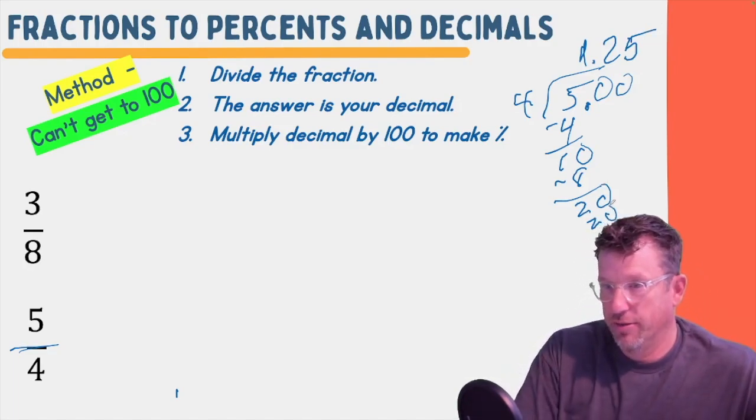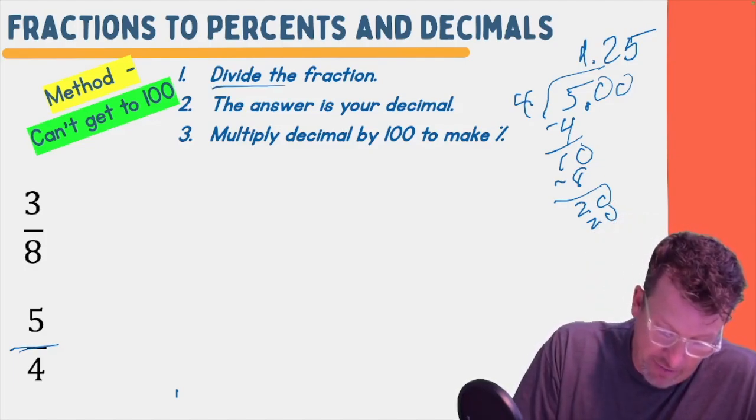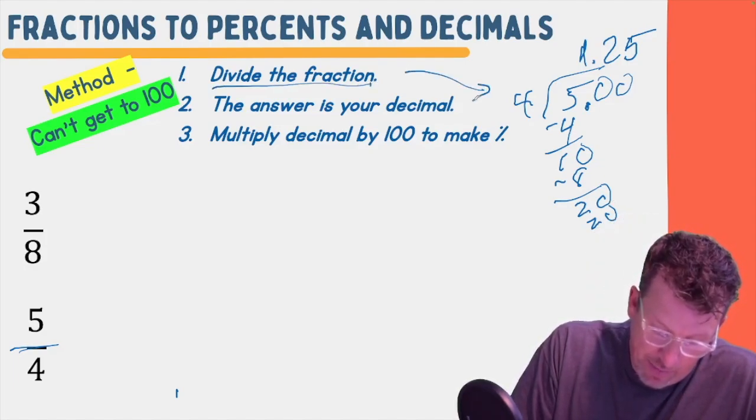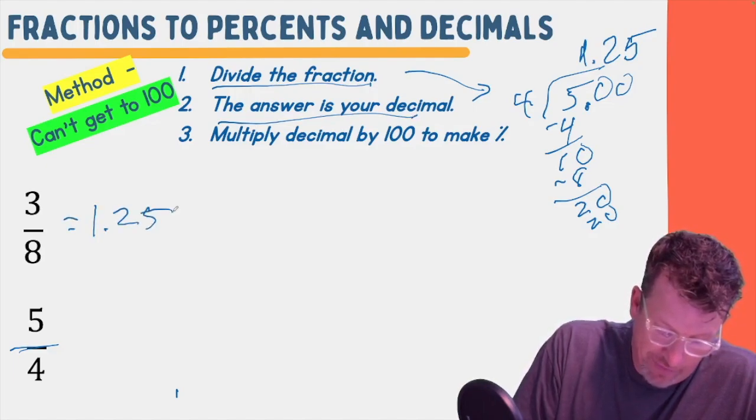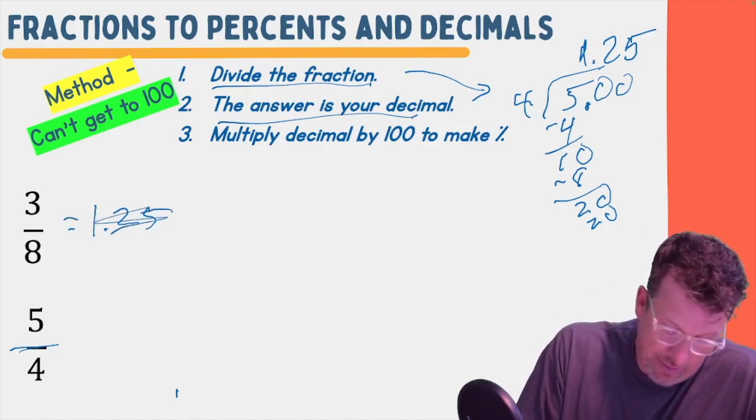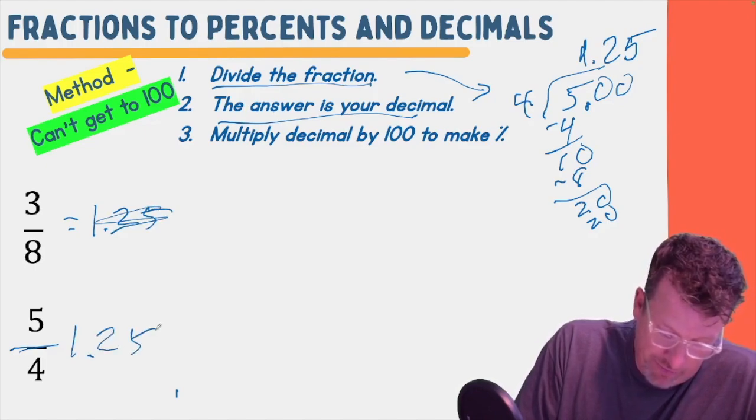So now we're good. We just found our decimal. Remember, we divided the fraction. We did that, and we got an answer, and that's our decimal. So this one is equal to 1.25. That's our decimal.